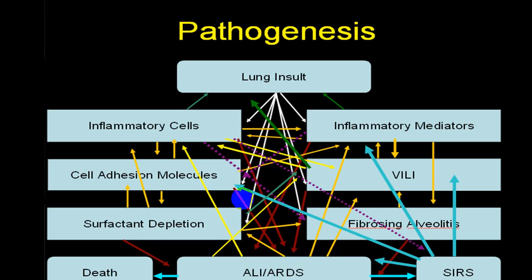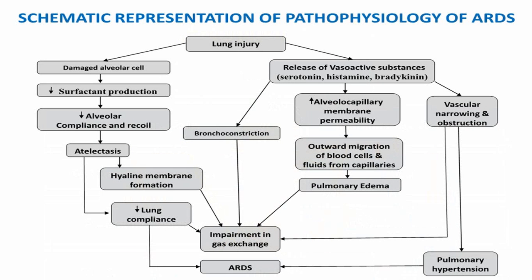They say that because of lung insult there are inflammatory cells and inflammatory mediators. Because of inflammatory cells you will end up with cell adhesion molecule formation, and surfactant reduction or depletion. And all this has multiple correlations. You can see the arrows going from one side to another. Inflammatory mediators will give rise to lung injury and fibrosing alveolitis, that will give rise to SIRS, that will give rise to ALE and ARDS, and the end result is death. So there are multiple different mechanisms being explained.